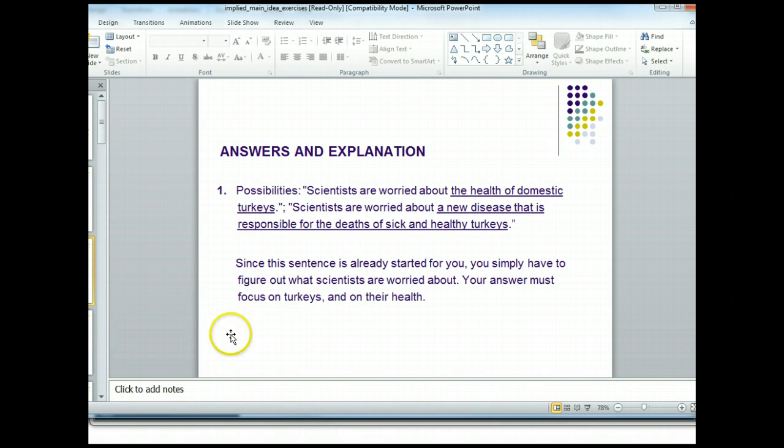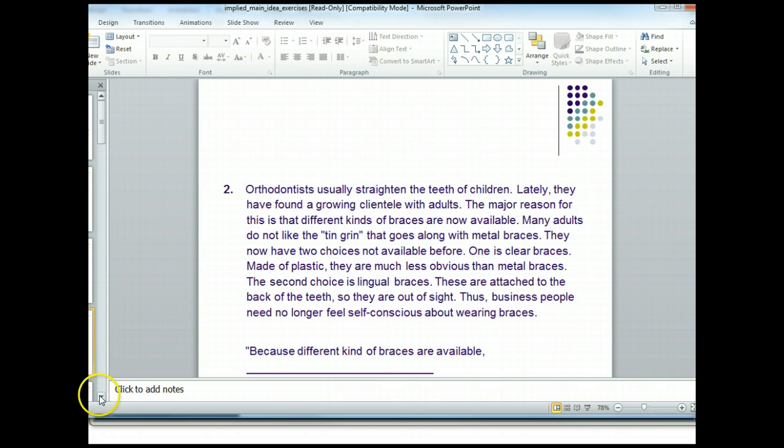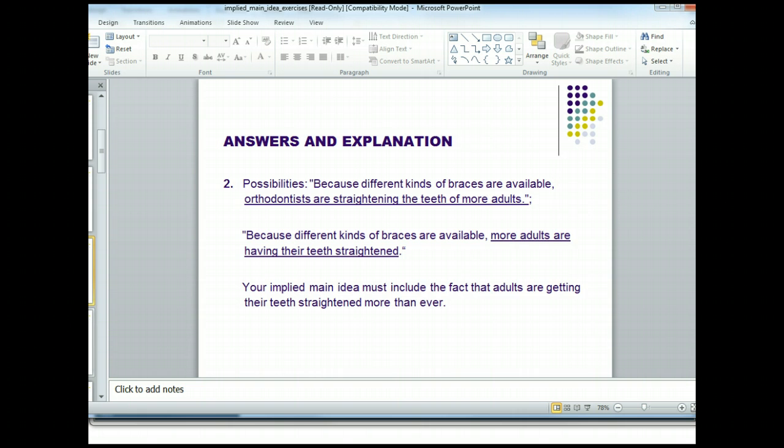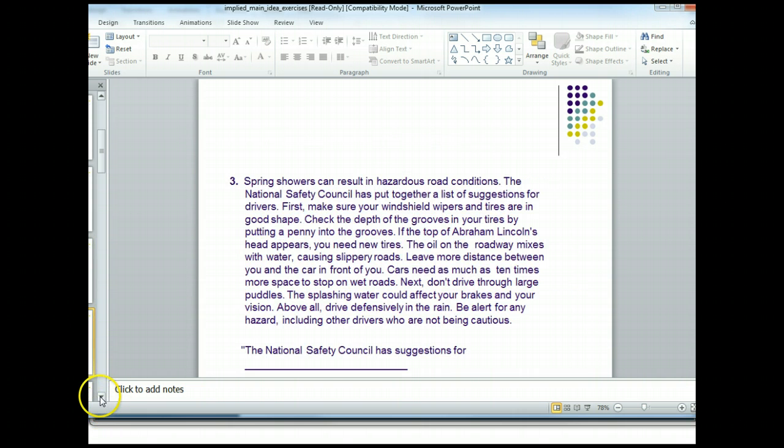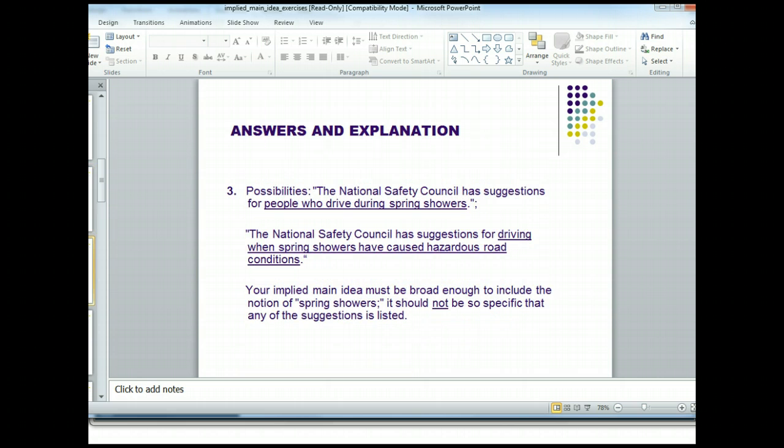Alright, so this one is pretty straightforward, but of course there are others that are not as simple. So I'm just going to ask you to click on the next ones. And here this is a separate one, with answers and explanations. Each one has a separate paragraph, and then possible answers and explanations. If you have any question about implied main ideas, make sure to ask me.